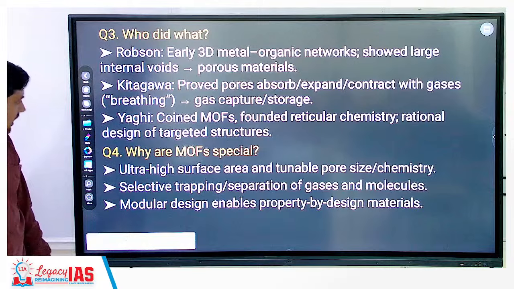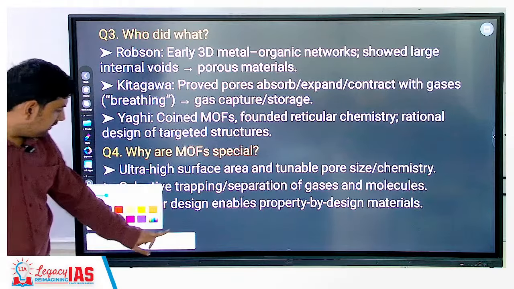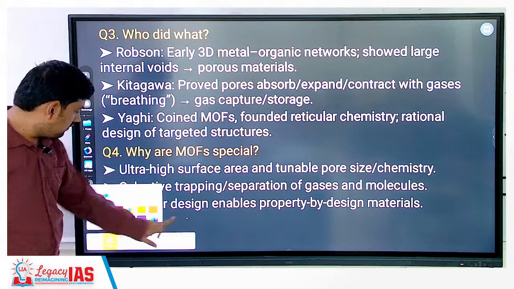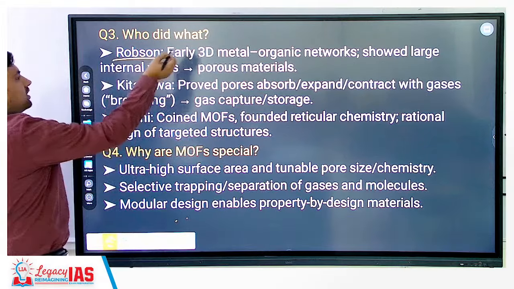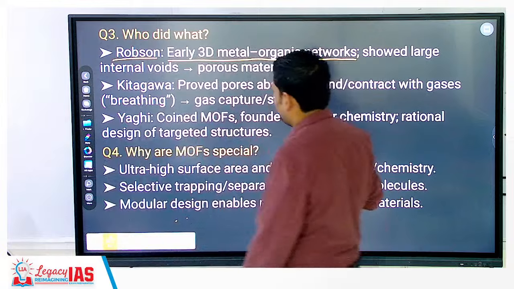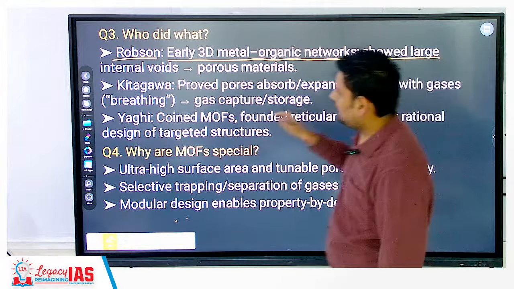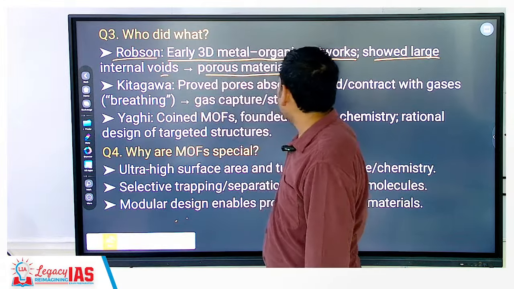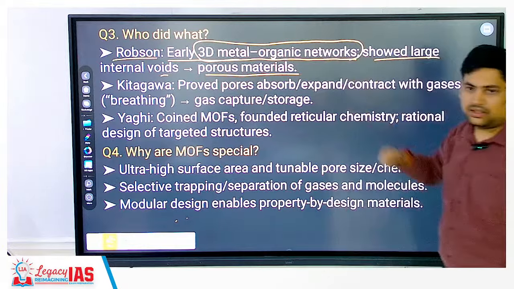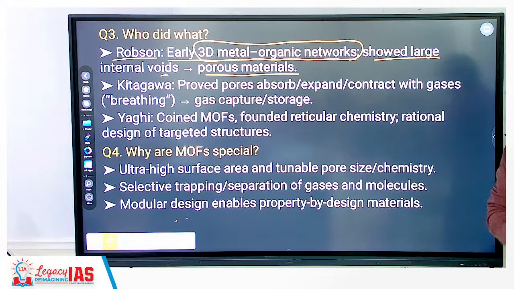Yeah. Now, see these three scientists, what they have done. See, first is this Robson. Robson has done what? Early 3D metal organic networks he made. Now, showed large internal voids or porous materials. So, first time he made 3D metal organic networks. This is the guy that made that network.